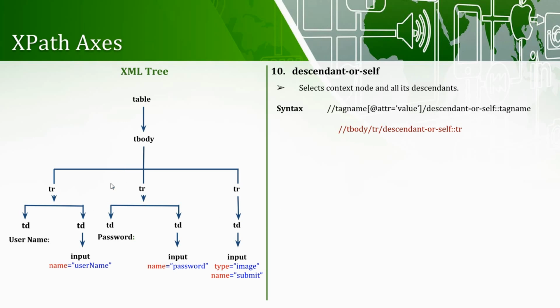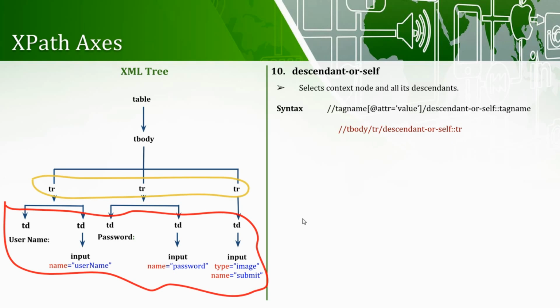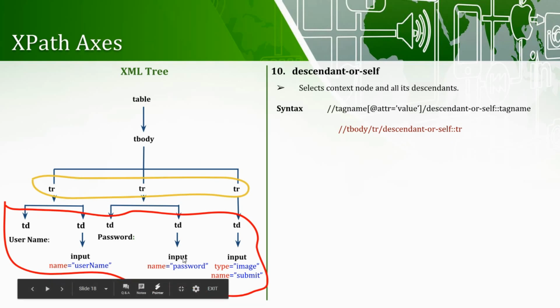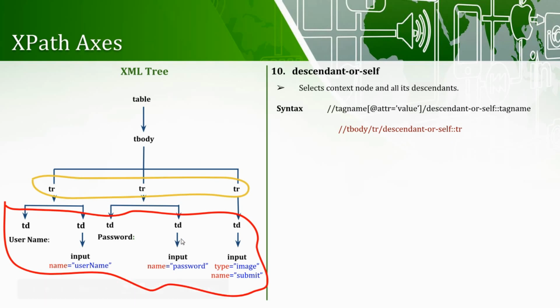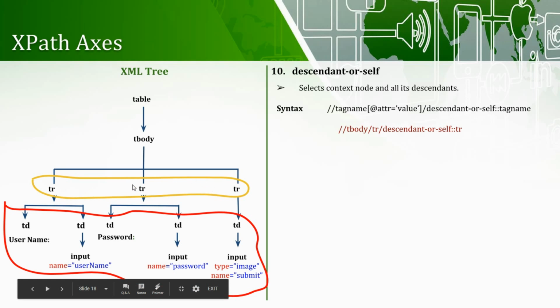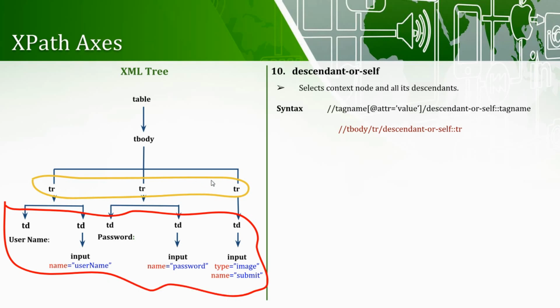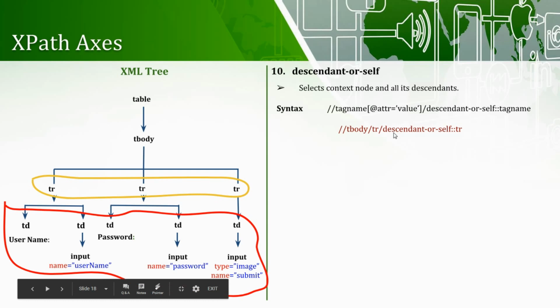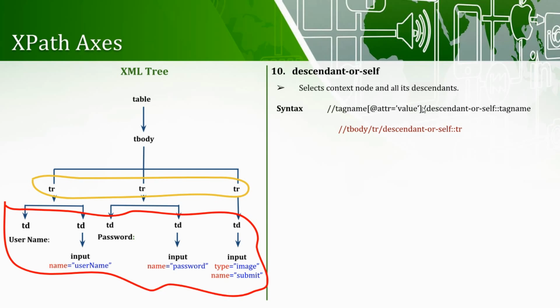So all these 3 tr will act as your context nodes. Then I am saying descendant or self. So by descendant, the nodes within the red loop will be selected. By self, the nodes within the yellow loop will be selected. So the nodes within both the loops will be the output of descendant or self. Then I am saying tr tag. Now there are 3 nodes with the tag tr. So these 3 tr will be the output of this XPath expression.